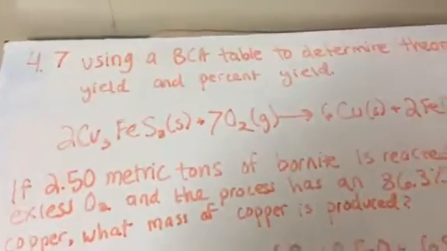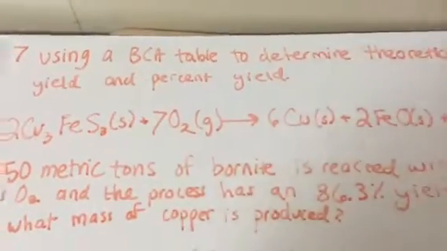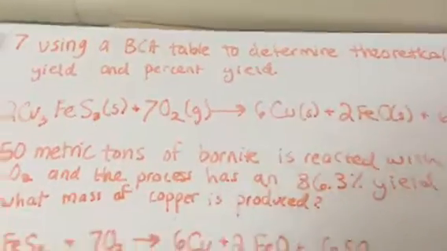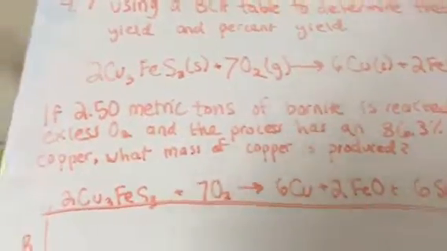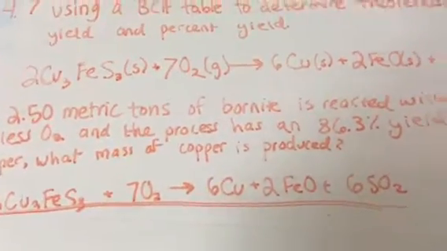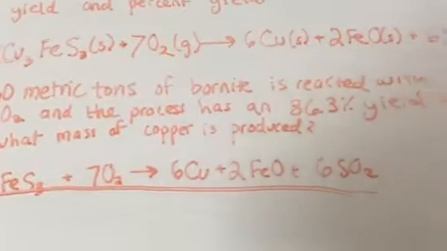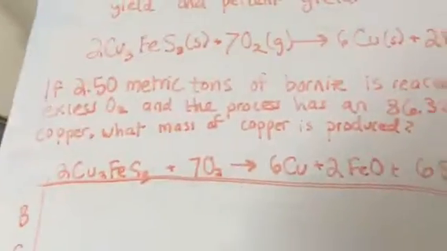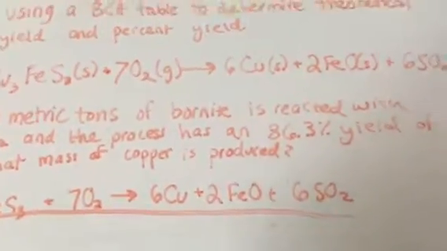Hi everyone, welcome to our AP Chem tutorial on using a BCA table to determine theoretical yield and percent yield. Our problem is: if 2.50 metric tons of bornite is reacted with excess O2 and the process has an 86.3% yield of copper, what mass of copper is produced?